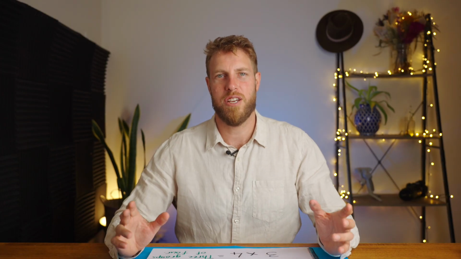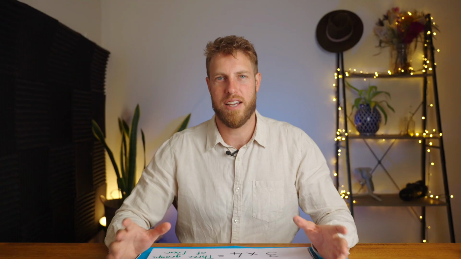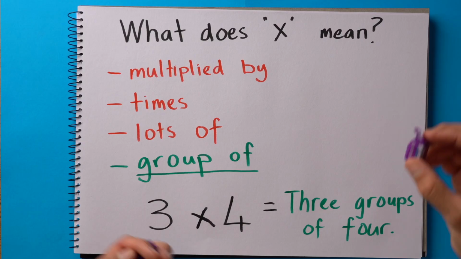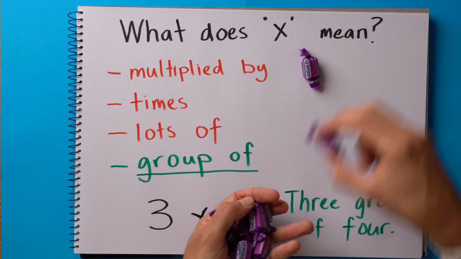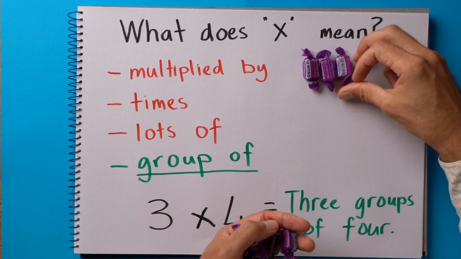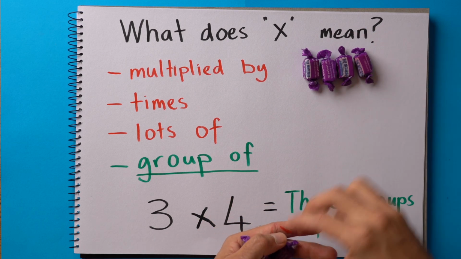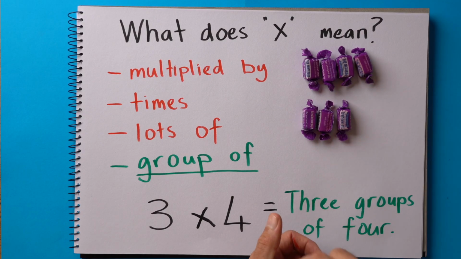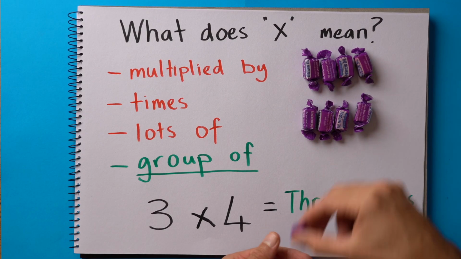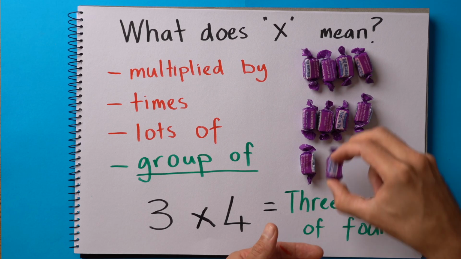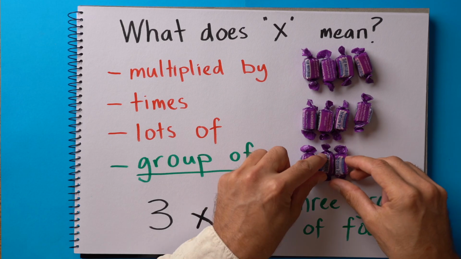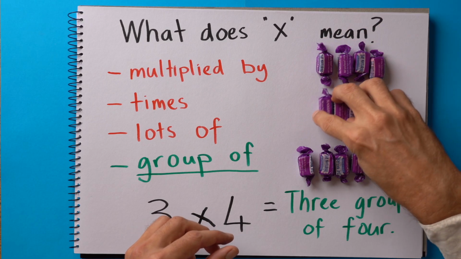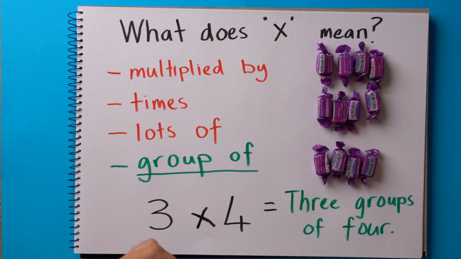When we think of it in terms of groups of, it's going to help us to understand it in terms of something that's a bit more real or something that we can touch. 3 groups of 4 is something that we can think of like this. That's one group of 4. That's 2 groups of 4. And this is 3 groups of 4.